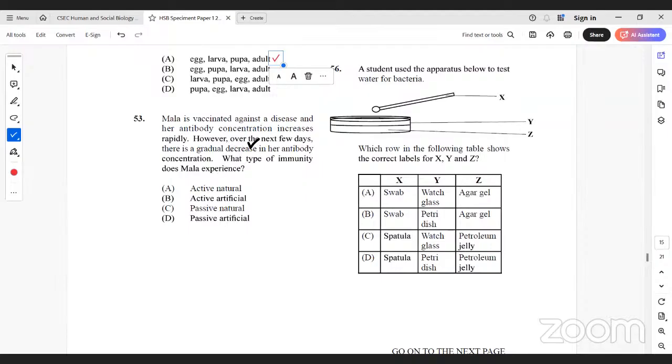And the mere fact that over the next few days, there's a gradual decrease in her antibody concentration means she had to do the work, her body that is. So that means her body has played an active role in producing the antibodies. So she is active artificial, which is B. Simple enough deduction.